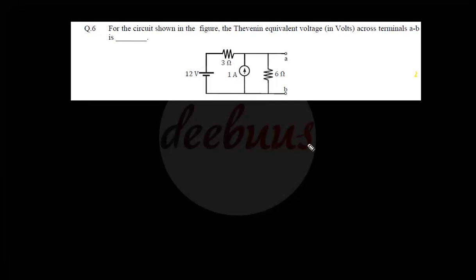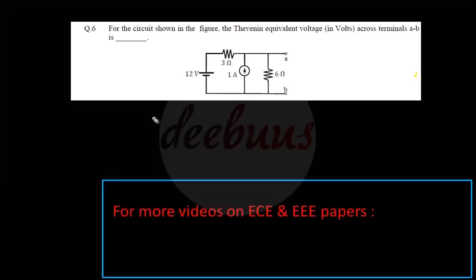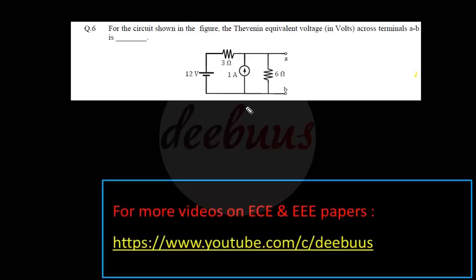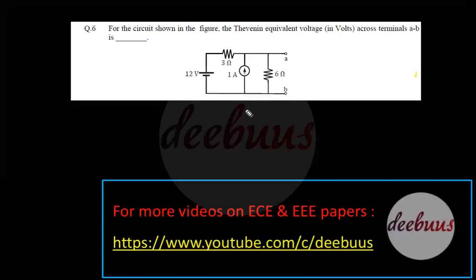Today we are checking GATE 2015 set 3 and again we are primarily focused on network theory. So moving to the first question, for the circuit shown in the figure, find the Thevenin equivalent voltage in volts across terminals AB. So it's a very direct question. We can directly mark the node equation.